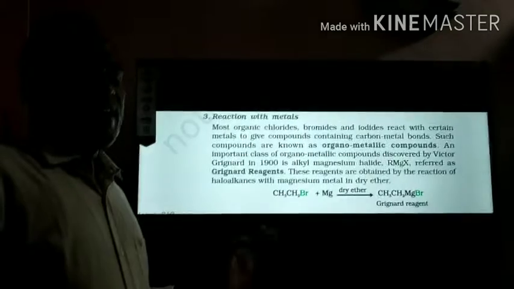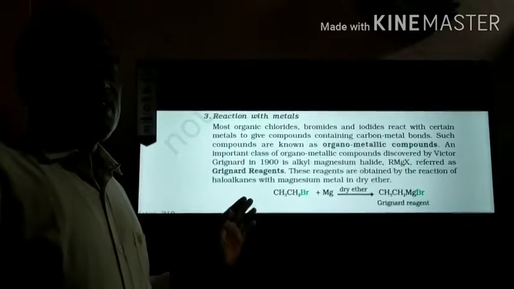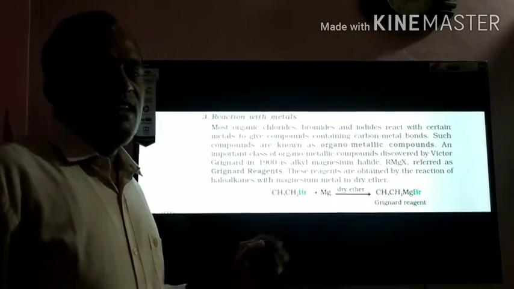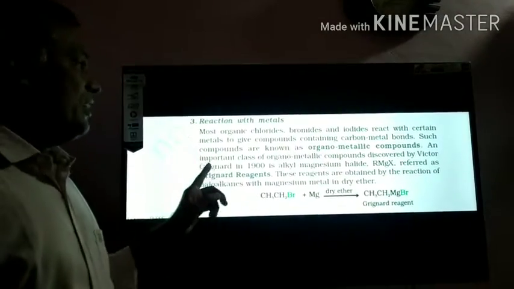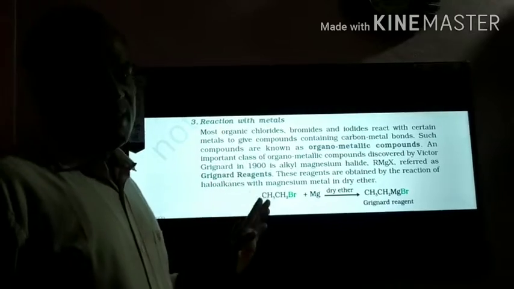So, three chemical reactions we have already discussed. The first one is nucleophilic substitution reactions. The second one is elimination reactions, that is, beta elimination reactions. And the third one is reactions with metals.